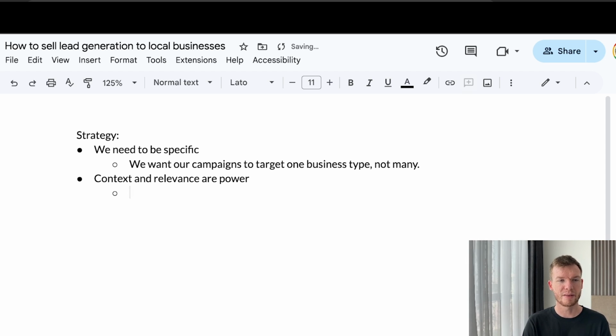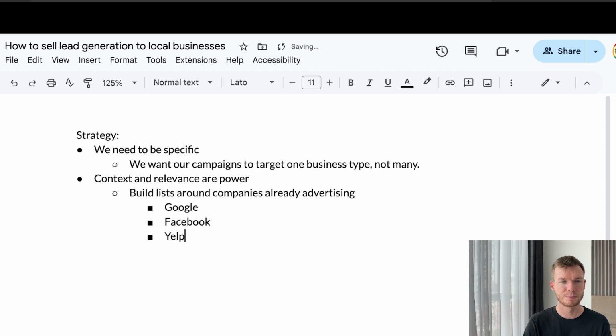The first one is I really like to build lists around companies already advertising. Now, there's going to be three main places that I'm going to find companies that are already advertising. The first one is going to be Google, second being Facebook, and the third is going to be Yelp. Now, this tells us a lot of things.